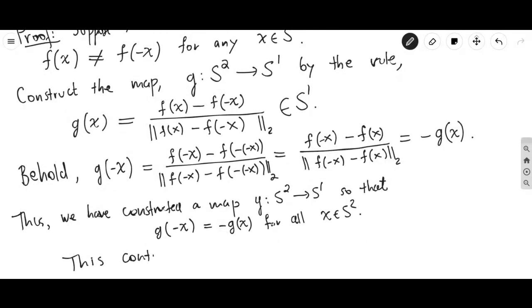This contradicts lemma 2. Lemma 2 says there is no map from the 2-sphere to the 1-sphere that has this property. And that is where the contradiction occurs. And as you can see, that right there is the proof of the Borsuk-Ulam theorem. What remains to be shown is the proof of lemma 2. So let's go ahead and prove lemma 2.